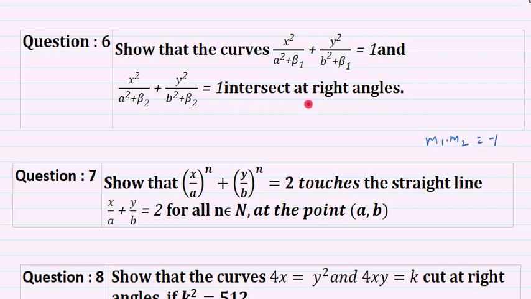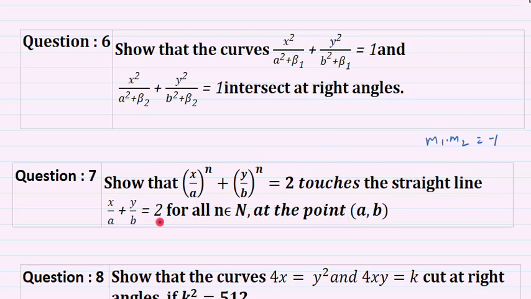But in this solution you have to take care of one thing: instead of calculating x1 and y1 in terms of a, b, it is better to calculate x1 upon y1, or x1 square upon y1 square, to save time. Then directly this value x1 square upon y1 square can be placed when you prove m1 into m2 is equal to minus 1.